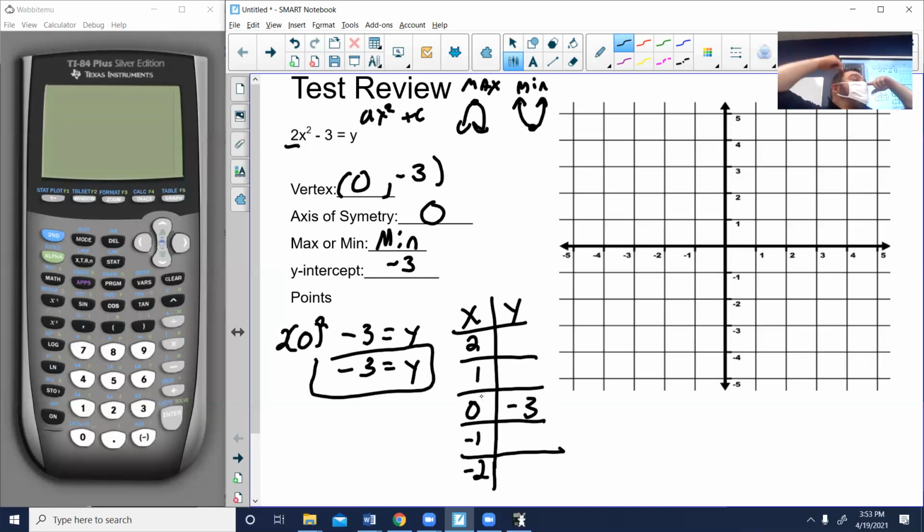Because I know the vertex is 0. Why do I know it's 0? Because I don't have a B value. There's no X to the 1 power. If there is, then you do the -B over 2A stuff. All right, you're gonna plug in 1 and 2. Remember, you get the freebies when you go across from each other.